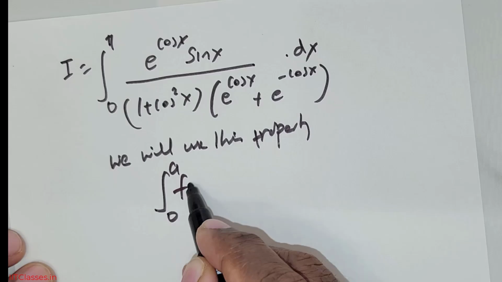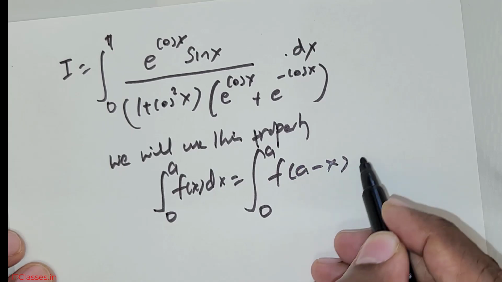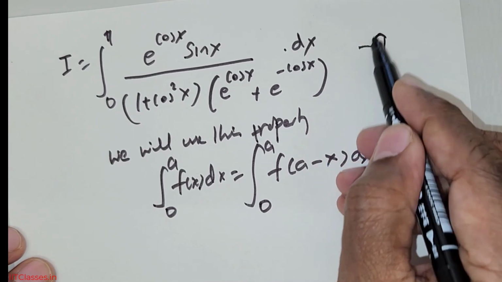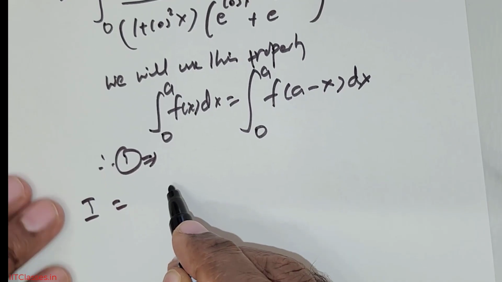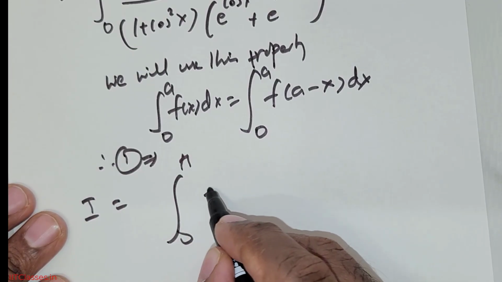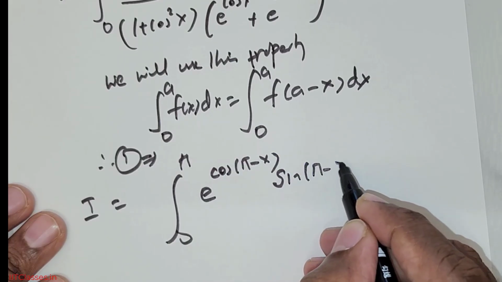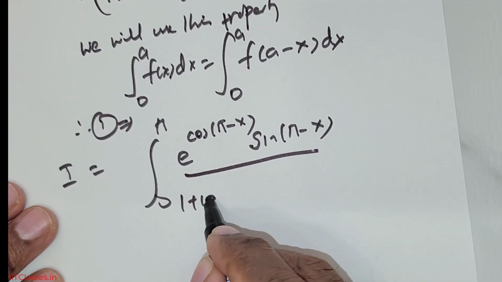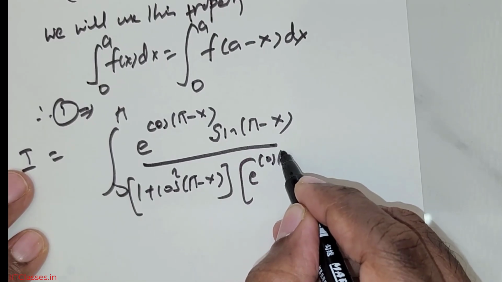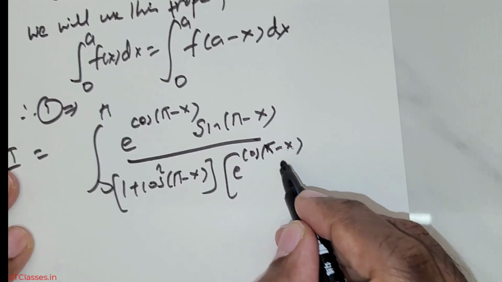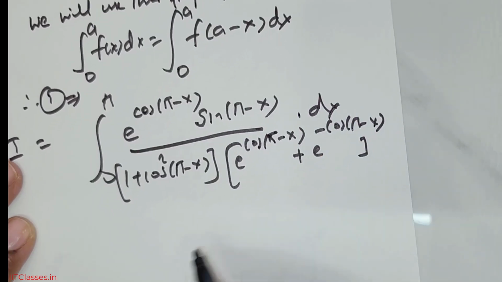which is the integral from 0 to a of f(x) dx is equal to the integral from 0 to a of f(a - x) dx. So if I take this property and apply it, one can be rewritten as I equals the integral from 0 to pi of e^(cos(pi - x)) times sin(pi - x) divided by (1 + cos²(pi - x)) times (e^(cos(pi - x)) + e^(-cos(pi - x))) dx.